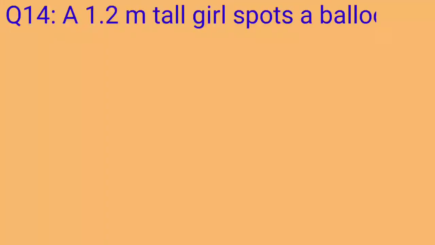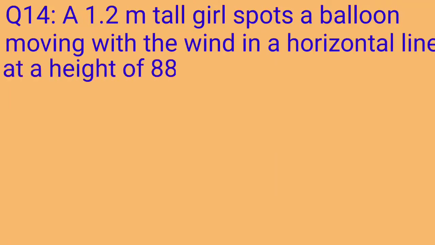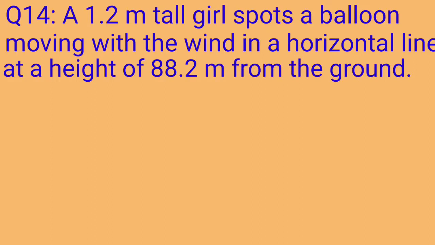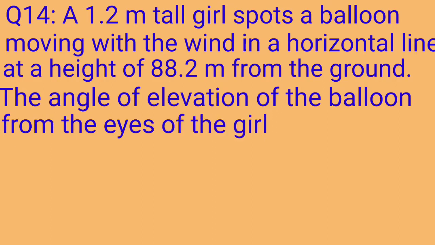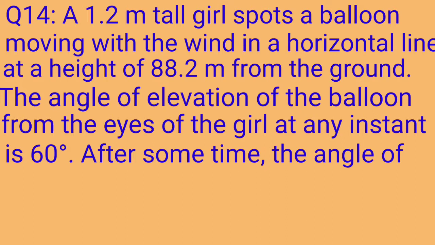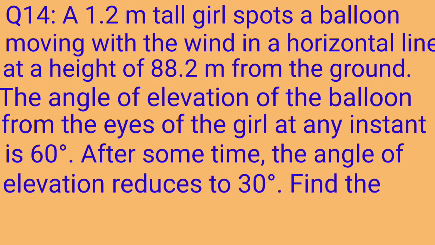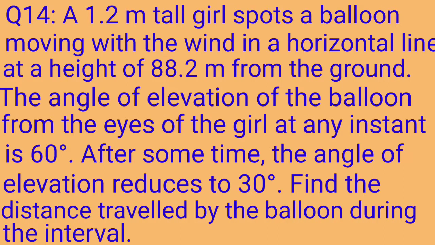Exercise 9.1, question number 14. A 1.2 meter tall girl spots a balloon moving with the wind in a horizontal line at a height of 88.2 meter from the ground. The angle of elevation of the balloon from the eyes of the girl at any instant is 60 degrees. After some time, the angle of elevation reduces to 30 degrees as shown in the given figure. Find the distance travelled by the balloon during the interval.